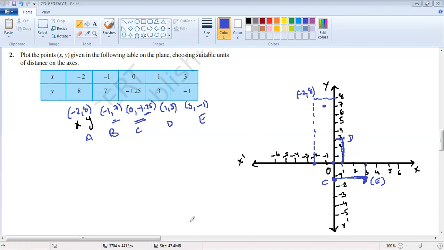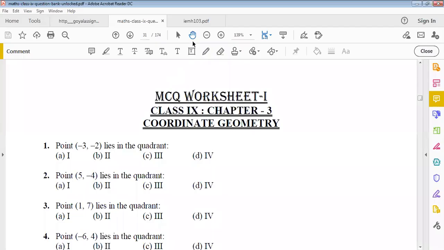Okay, now we'll go for some additional questions. Coming to this one, (-3, -2): both are negative. So please take the x, y axis: first, second, third, fourth. Both are negative, so it lies in the third quadrant.